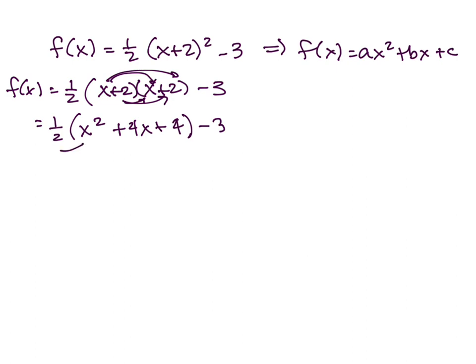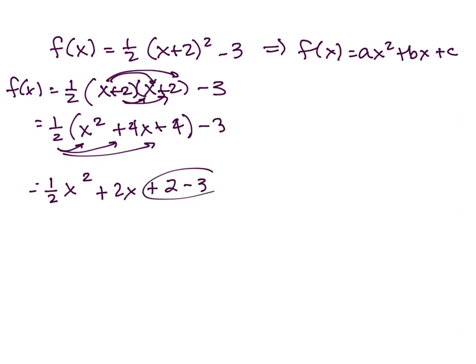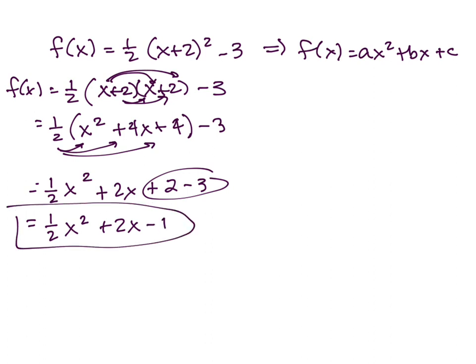So then we're going to have to distribute this half throughout here. That's just way too much work. Oh, it's not too much work. You're a big kid. You got this. Half x squared. What's half of 4? 2x. What's half of 4 again? Minus 3 on the end. So I can combine these two. They're like terms. So we've got half x squared plus 2x minus 1. Same exact function in a different form. It would have graphed the exact same picture.